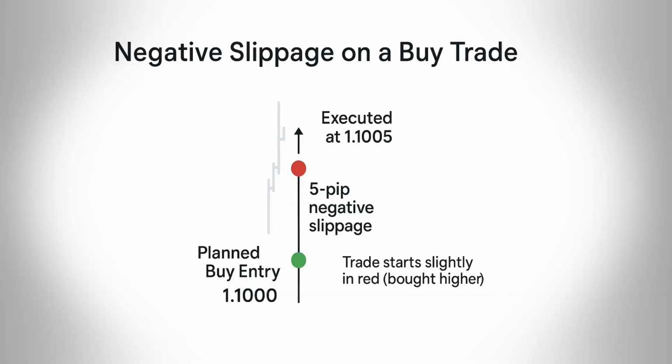So for negative slippage, let's say that you buy EUR/USD at 1.1000, but the market is moving quickly and by the time your order is processed, the best price is 1.1005. Your trade opens at 1.1005 instead of 1.1000. That means a 5 pip negative slippage, which means that you are starting your trade slightly in the red.